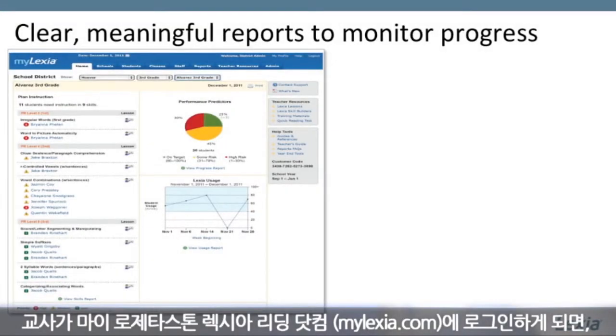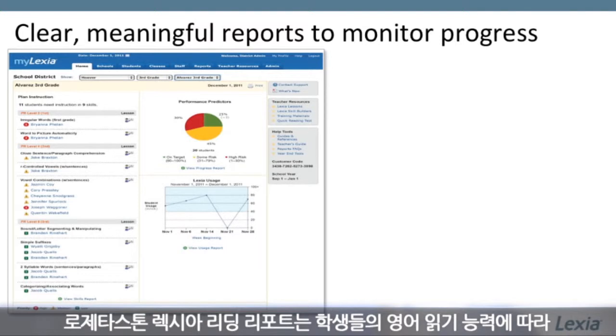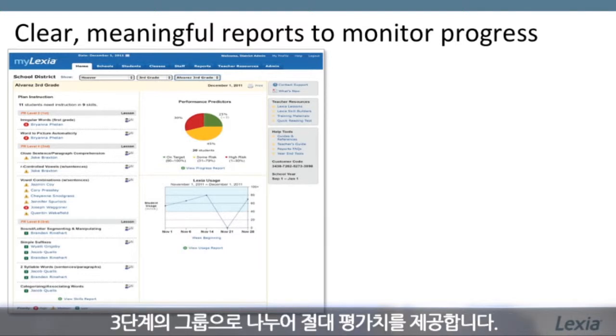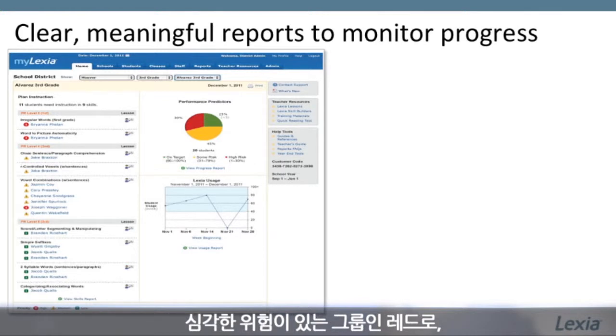When a teacher logs on to mylexia.com, the first thing he or she sees is a summary of student performance. Lexia's norm-referenced performance data categorizes students into 3 levels of risk of reading failure. Students who have a 30% chance or less of reaching the end-of-year grade-level benchmark are considered high risk of reading failure and are represented by the color red.